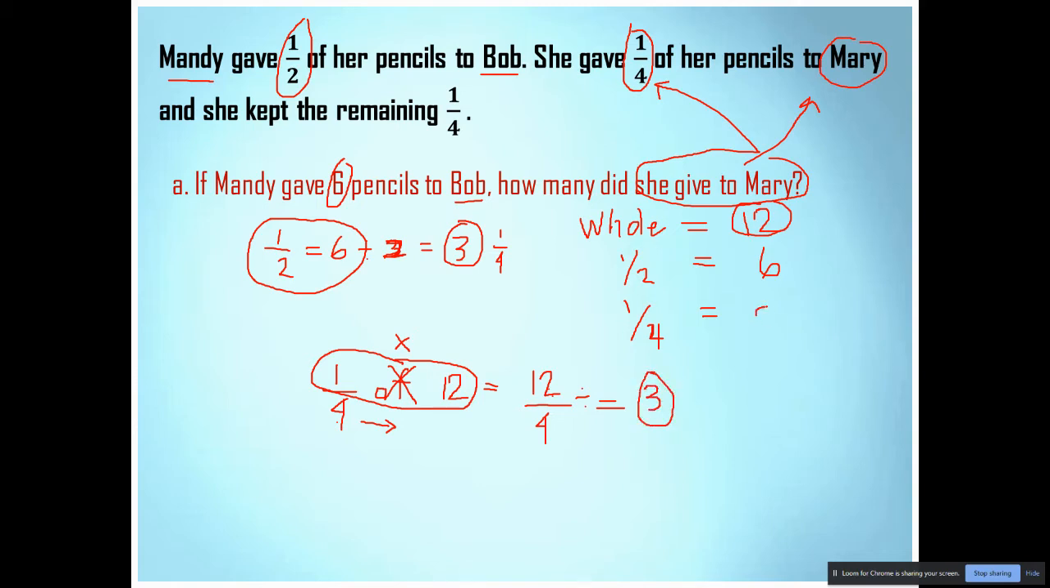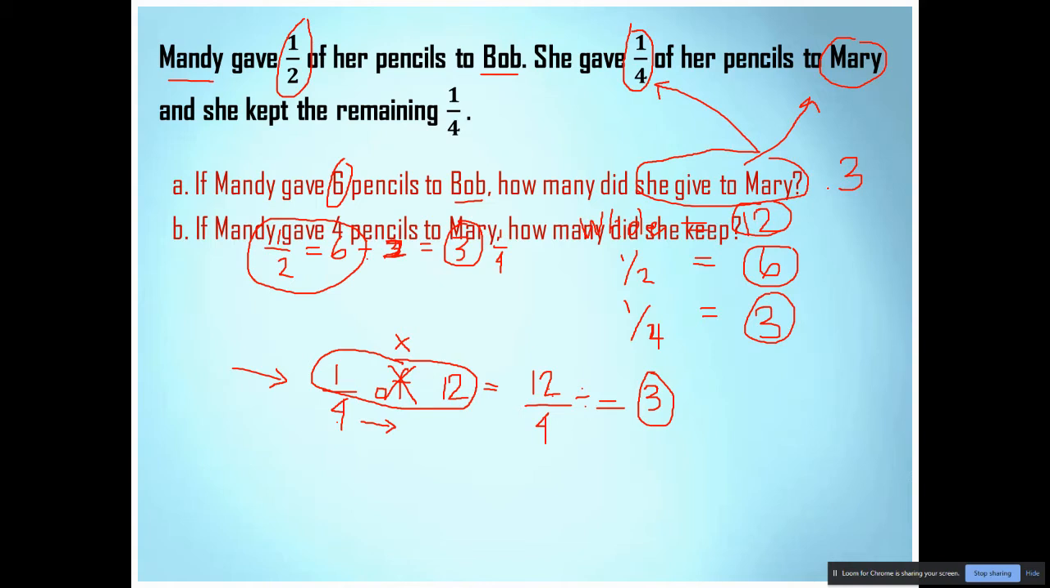Actually, without doing this, we can easily recognize 1/4 by just looking at 1/2, because half of one half is 1/4, so it's 3. So the answer in letter A is 3. Okay, let's proceed to letter B.